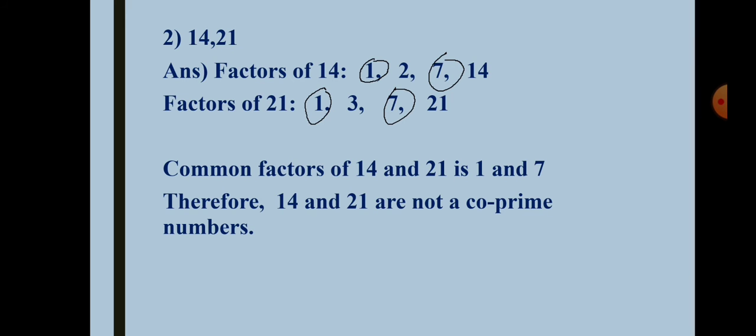Next question, 14 and 21. First write the factors of 14. Factors of 14 are 1, 2, 7, 14. Then factors of 21 are 1, 3, 7 and 21. Now as you can see, I have circled 1 and 7 because the common factors of both these numbers are 1 and 7. So common factors of 14 and 21 are 1 and 7. Therefore 14 and 21 are not co-prime numbers.